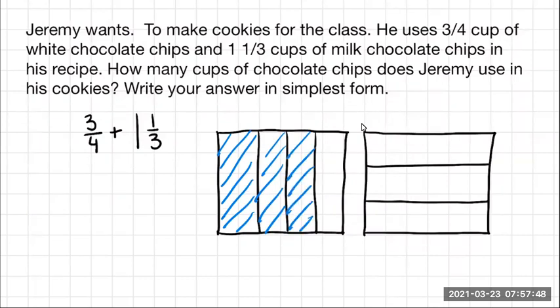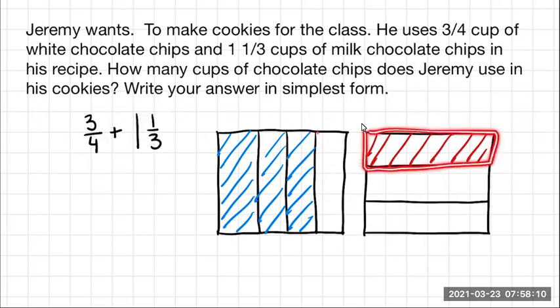There's my 3/4 and my 1/3. And remember, we're just kind of ignoring that whole for a second while we add our fractional pieces together. And then we're going to add our whole back in. So I have 1/3 over here on this side, but I only have 1/4 left to get to a whole. So we know that our answer when we add these two fractions together is going to be greater than 1 whole.